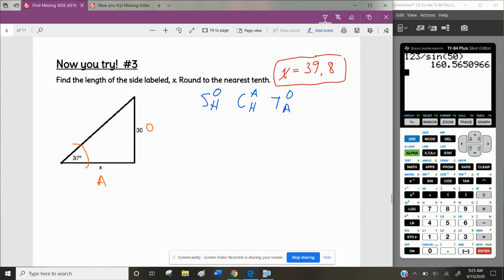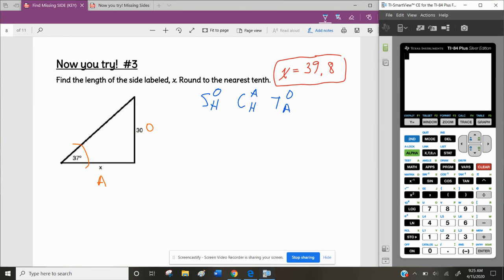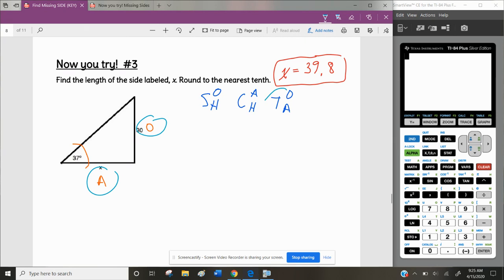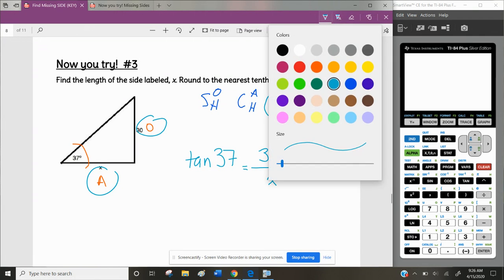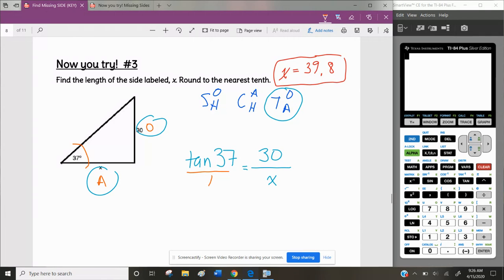For question number 3, you should have gotten 39.8. On our diagram, they gave us the opposite and the adjacent, which is our tangent. So tan of 37 degrees equals our opposite, which is 30, over our adjacent, which is the unknown, which is x. So again, we're going to put that tangent of 37 over 1. We're going to cross multiply. But when I do that, what happens is the x and the tan of 37 are going to switch places.